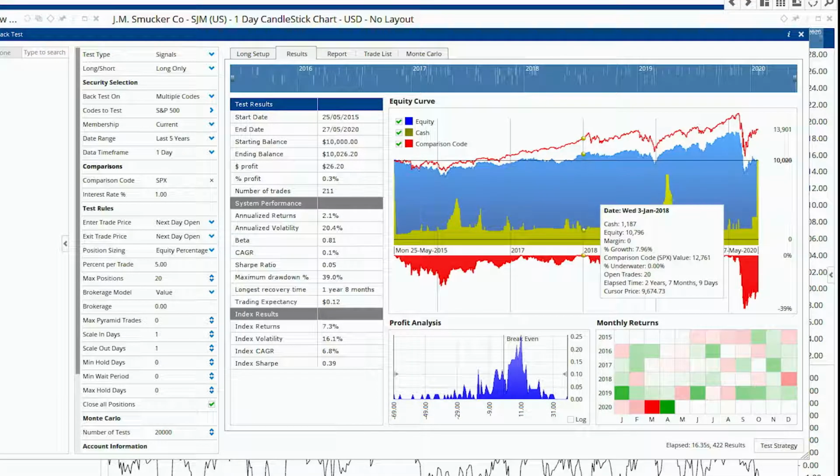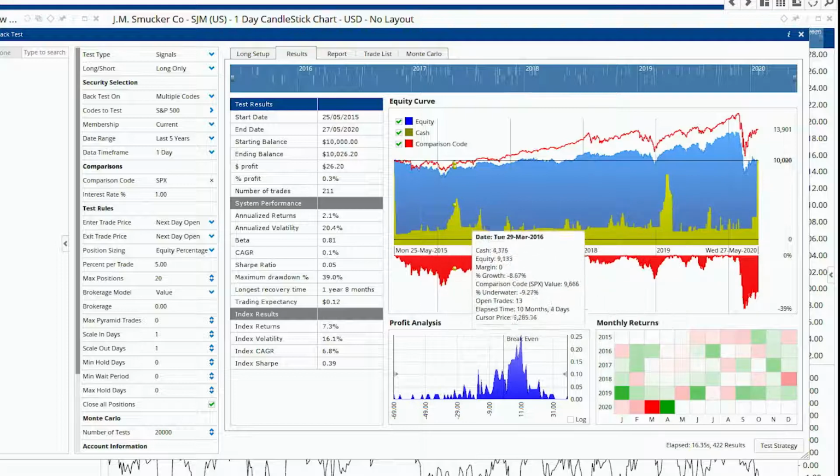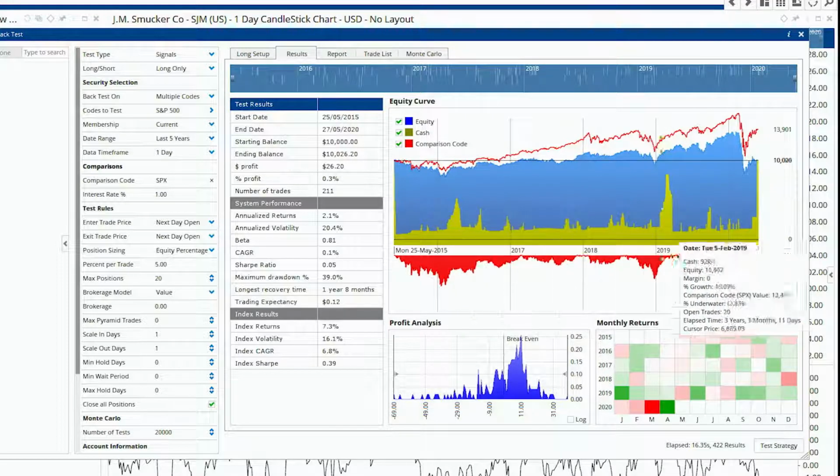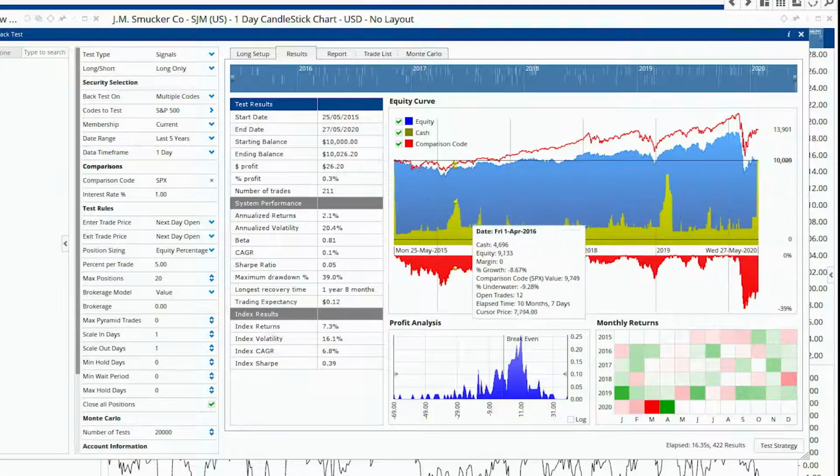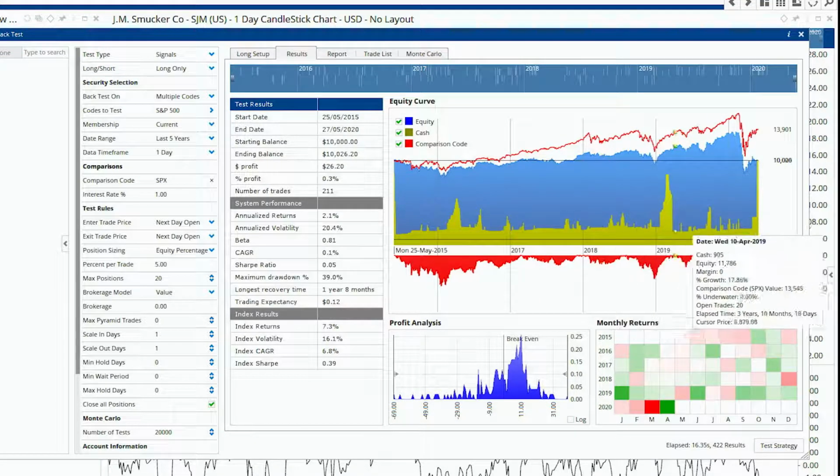Now the blue is my equity. So it's the total of my cash and my stock positions. The yellow is my cash. So it's very interesting. There's some periods where we really go back to cash quite a bit in this one. But I can see how that's performing as well.